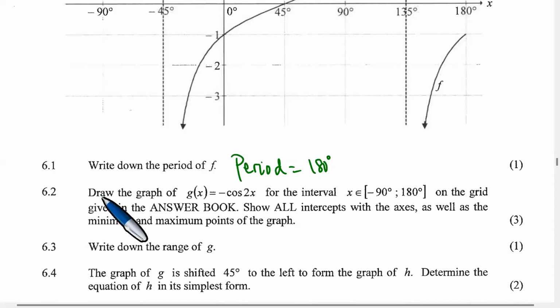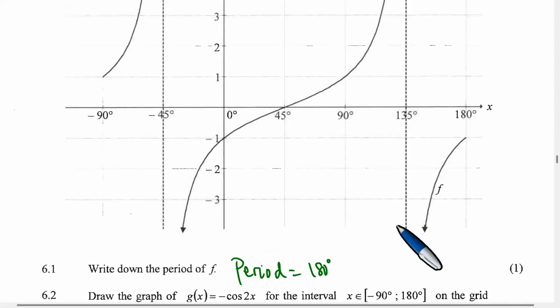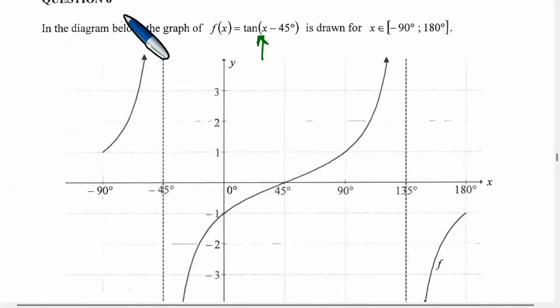Next, draw the graph of g of x equals minus cosine 2x for the interval minus 90 to 180. On the grid given in the answer book, show all intercepts with the axes as well as the maximum and minimum points of the graph. Okay, I'm going to teach you how to use the Casio calculator to do this. We want to draw the graph of g of x, which is minus cosine 2x.